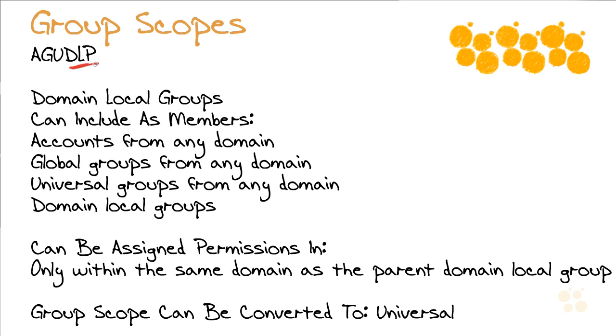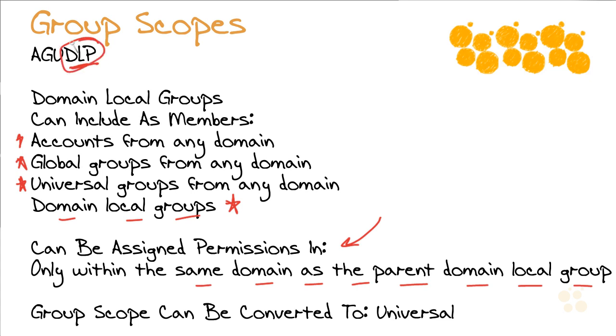It can have as members accounts from any domain, global groups from any domain, universal groups from any domain, and other domain local groups as long as those groups are in the same domain as the parent. We can assign permissions to these things, but only within the same domain as the parent domain local group, which makes sense. And by the way, this statement is really powerful now because it is where we tend to assign the permissions.